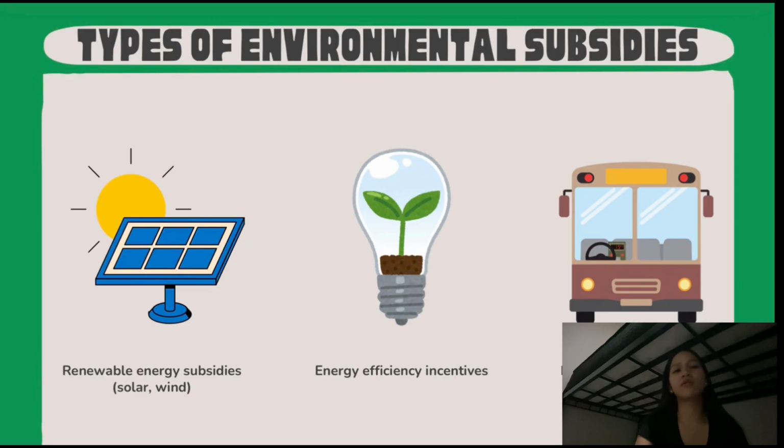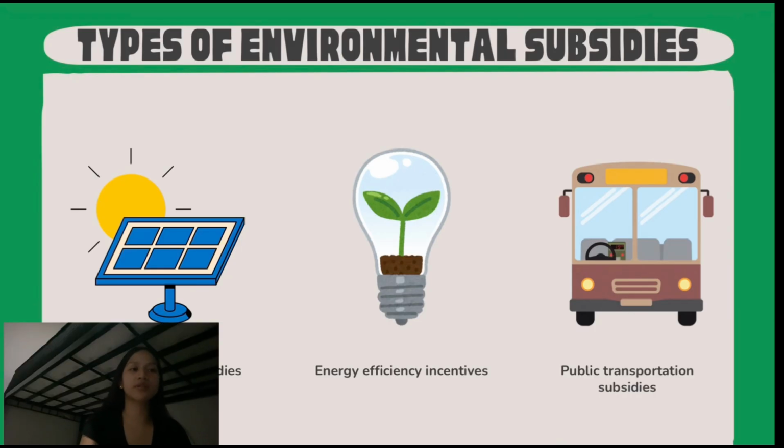So here are the types of environmental subsidies. These include renewable energy subsidies, energy efficiency incentives, and public transportation subsidies. For example, cheaper bus fares encourage people to use public transport instead of private cars. Personally, I like the idea of using mass transportation because it reduces the air pollution on the road, and also nababawasan yung trapiko sa kalsada.